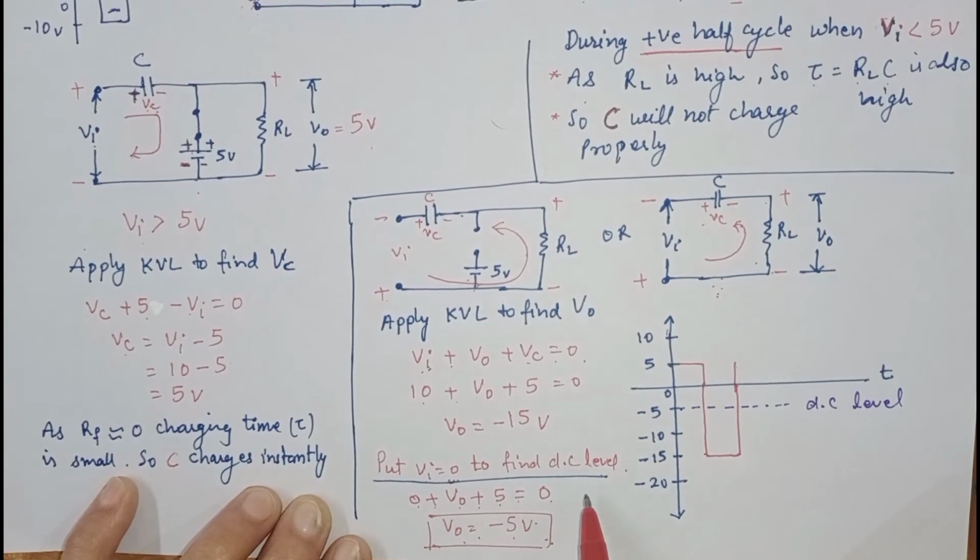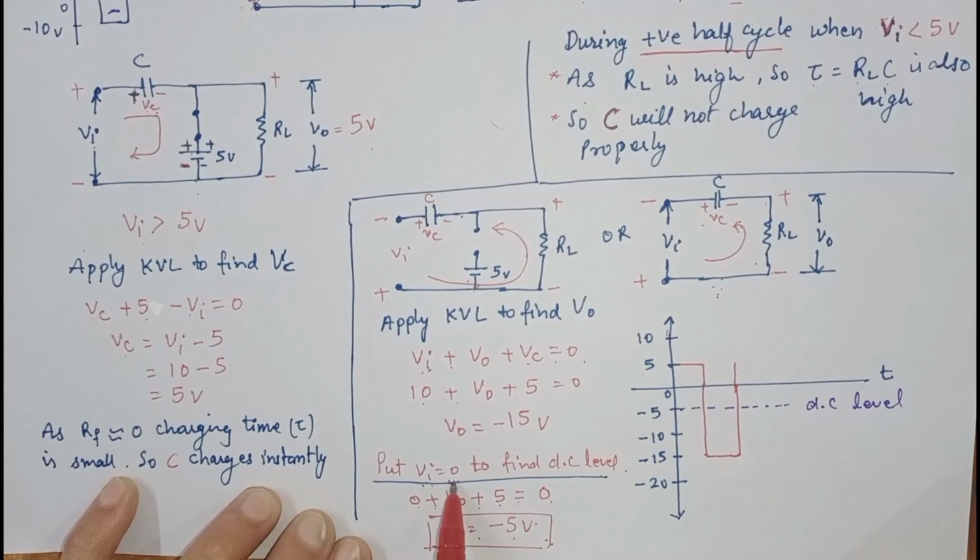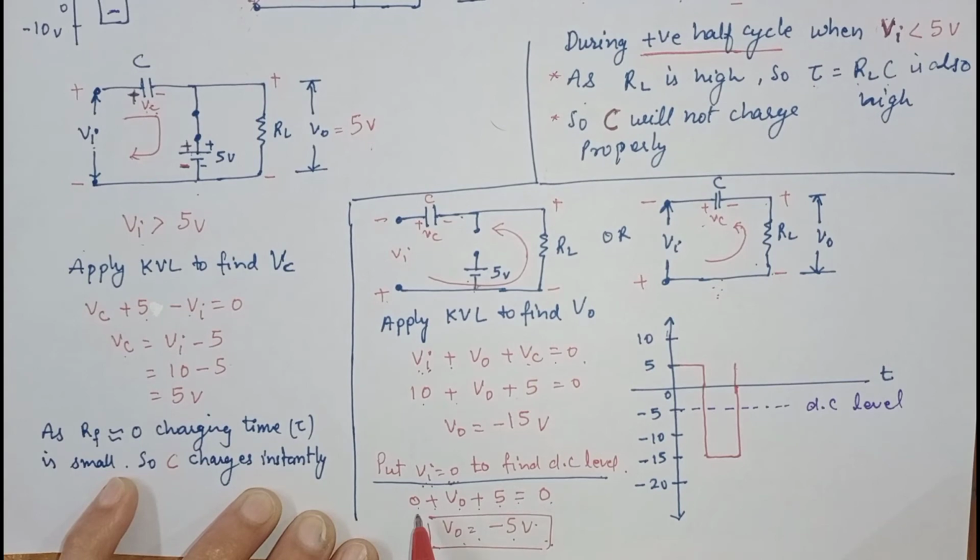To find the DC level of the output waveform, we will put VI equals 0. When we put VI equals 0, the equation becomes 0 plus VO plus 5 equals 0. So V output equals minus 5 volt. So this is the DC level of the output wave.